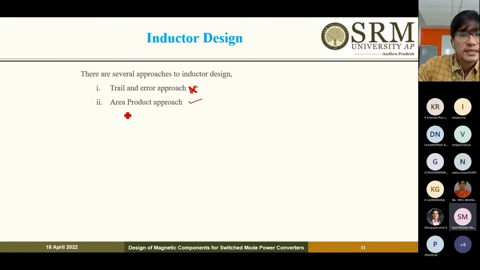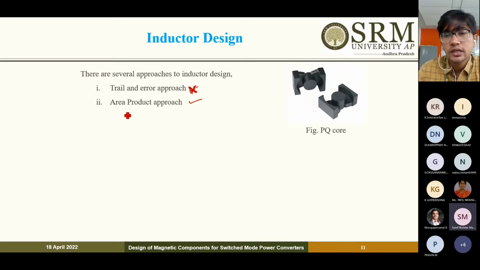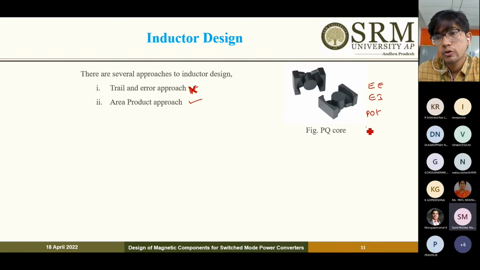First, here you can see one kind of core. This is a ferrite core, a simple example. I will show you later. This is called the PQ core. There are different cores, like EE cores, EI cores, UU cores, and toroidal cores. Many types of cores are there, and also PQ cores. The PQ core is one of the types very effectively used for switching mode power converters.